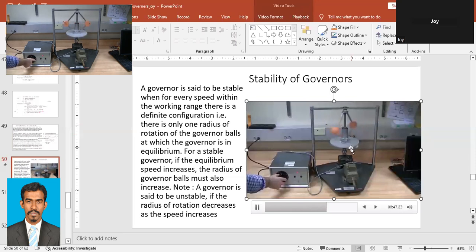When the speed decreases, the radius should also decrease. You see here, the radius keeps on decreasing. So this is a stable state. If the speed decreases and the radius increases, then that is unstable. This is what is meant by stability of the governors.